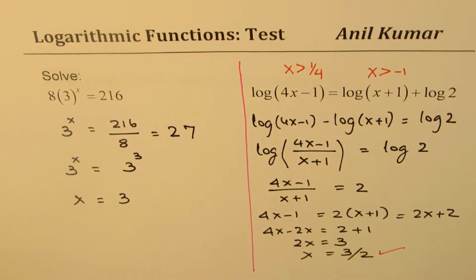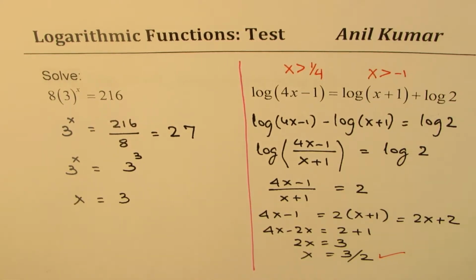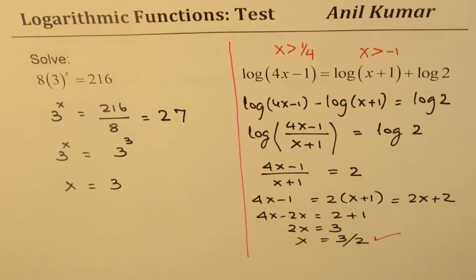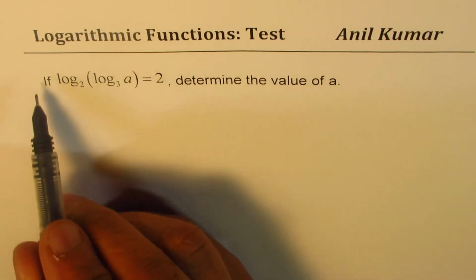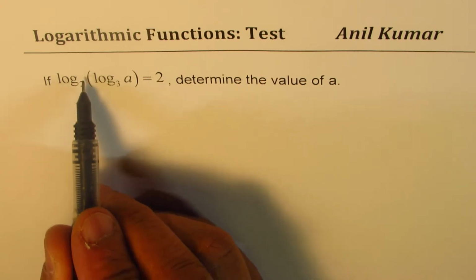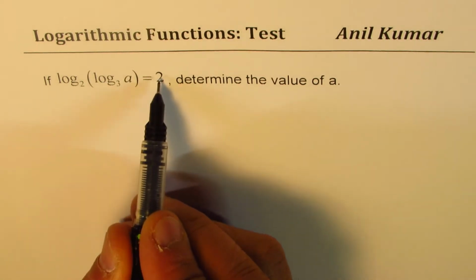We could have extraneous roots. So keep that in mind. These questions, this one doesn't have. Okay, so let's move on. Now we have a very interesting question, which is log to the base 2 of log to the base 3 of a equals to 2.